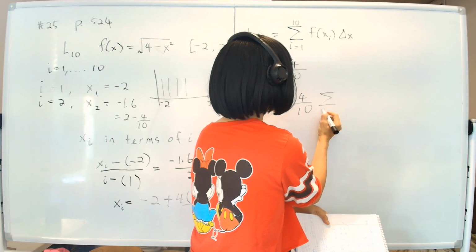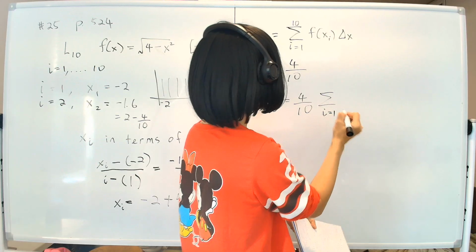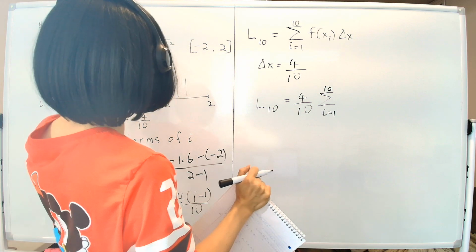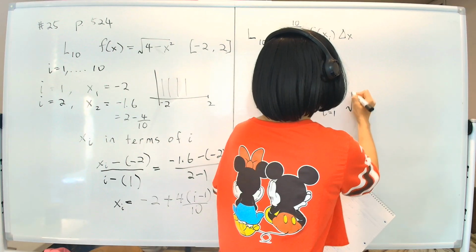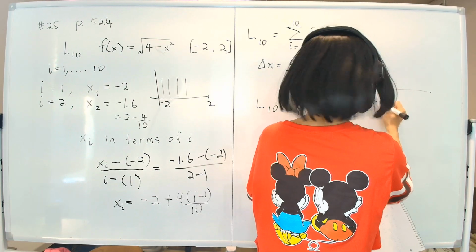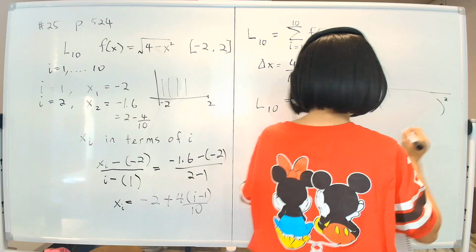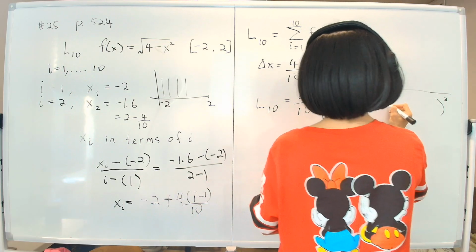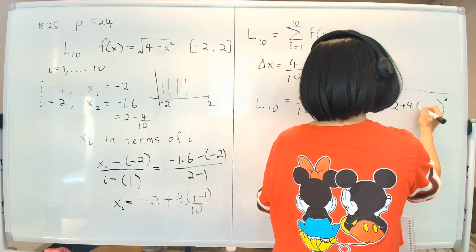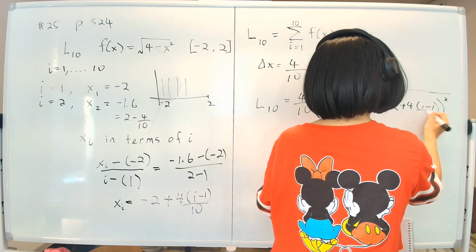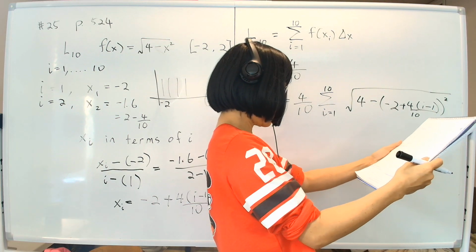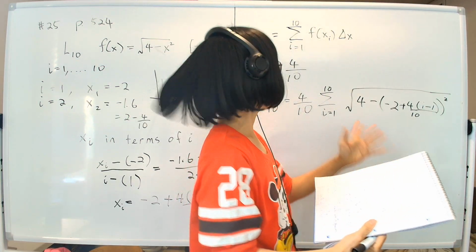i goes from 1 to 10 of f of xi. So you plug this thing into this. That is, you put xi in here in terms of x. You have 4 minus this thing squared. What is that thing? This stuff: minus 2 plus 4 times (i minus 1) over 10, 4 tenths. Okay. Now I have, and that's actually the answer. That's the answer at the back of the book.